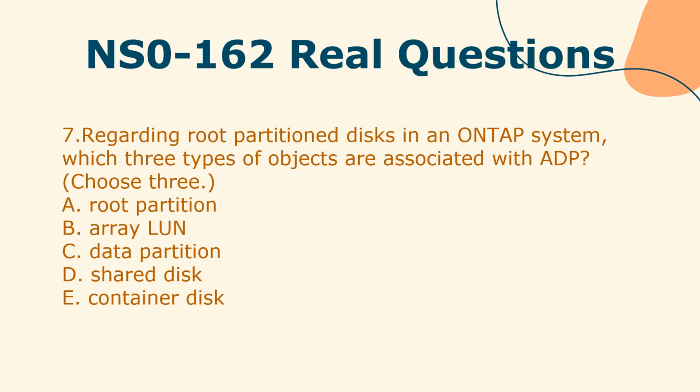7. Regarding root-partitioned disks in an ONTAP system, which 3 types of objects are associated with ADP? Choose 3. A. Root partition. B. Array LUN. C. Data partition. D. Shared disk. E. Container disk.